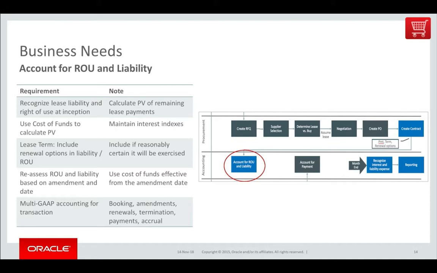And then to talk about accounting for these, you can account for these in multiple GAAPs, right? It can be in U.S. GAAP, could be in IFRS as well. And that's for each of the transactions. As I book it, as I amend it, as I renew it, terminate it, as I do payments, I do accruals, it's handling all that accounting.